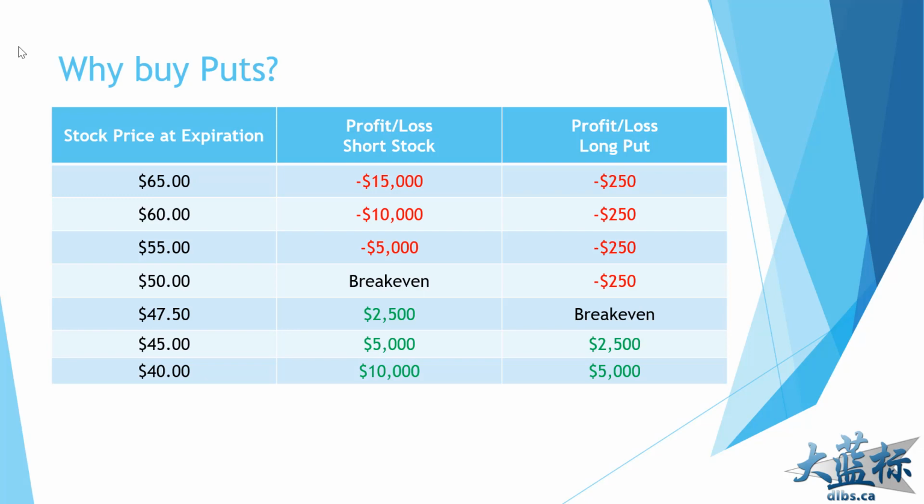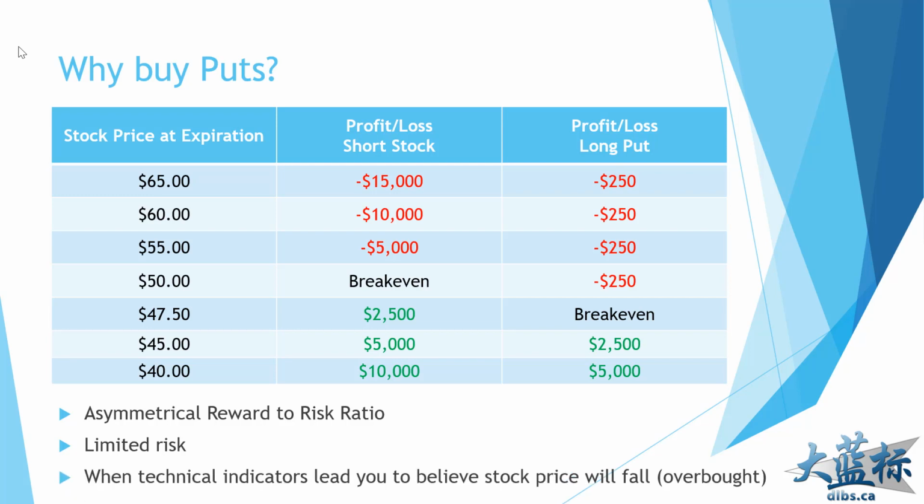Likewise, on the other hand, if the stock does drop as you forecasted, as you can see, a $10,000 gain because of a $10 drop in the share price, the put buyer would gain 50% of that, which is $5,000, but $5,000 on risk capital of $250. So you can clearly see it's a much better asymmetrical reward with limited risk. And again, you only do this when the technical indicators and the fundamentals give you reason to believe it's in an overbought position.